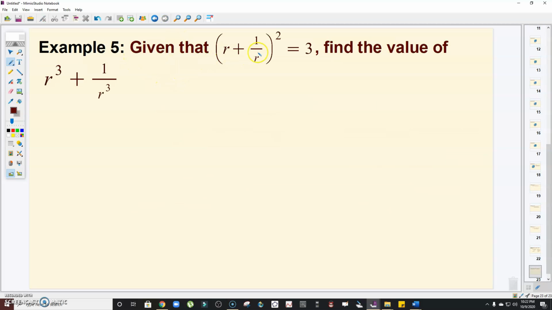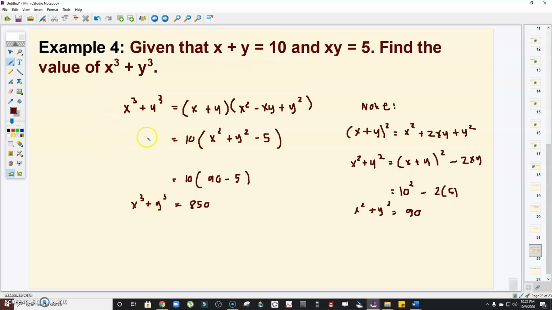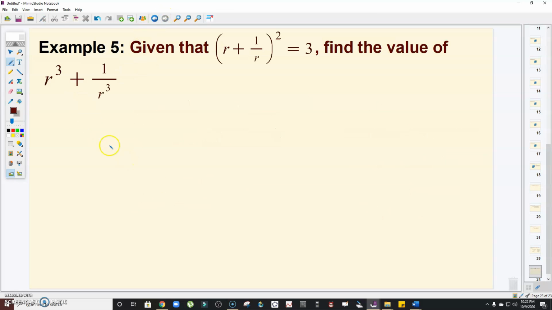Okay, let's have the last problem on this video. Given that (r plus 1 over r) squared equals 3, find the value of r cubed plus 1 over r cubed. Okay, same nang ginawa natin sa number 4. We have to expand the one that we're looking for. So, expand natin to. Yung r cubed plus 1 over r cubed is equal to the product of the binomial and trinomial. Ang binomial ko, get the cube root: r plus 1 over r. Okay?